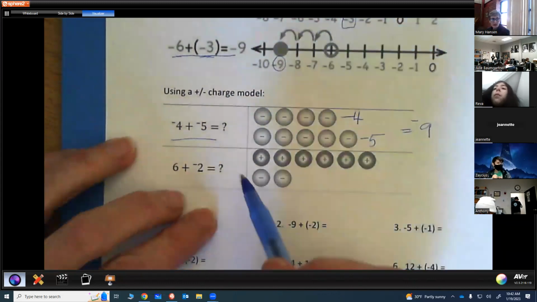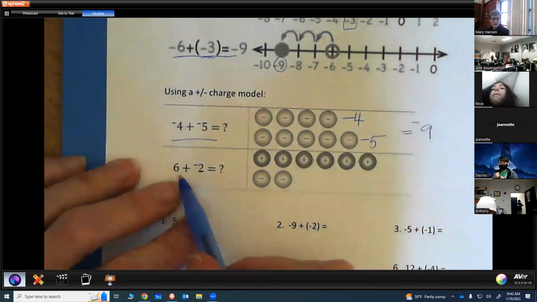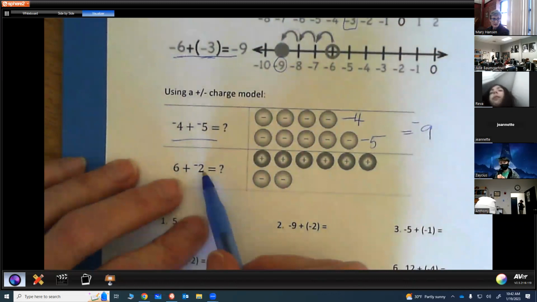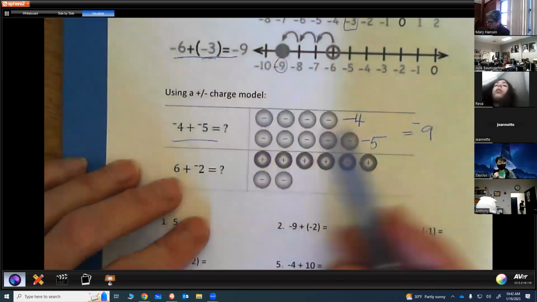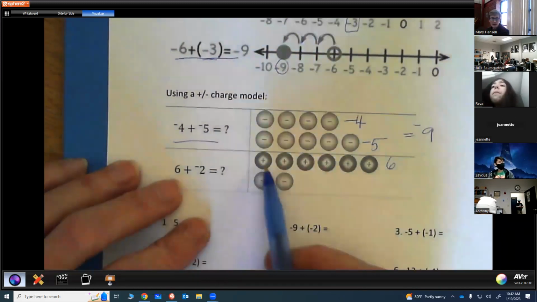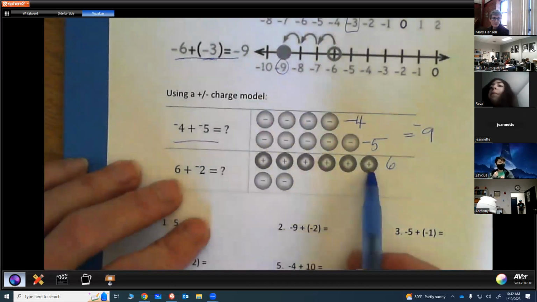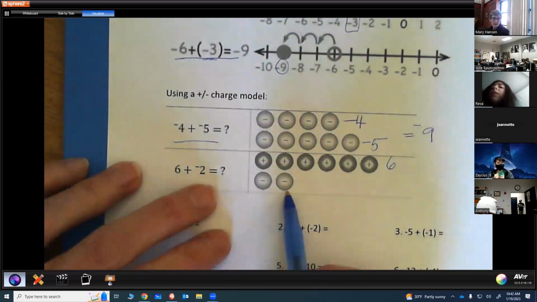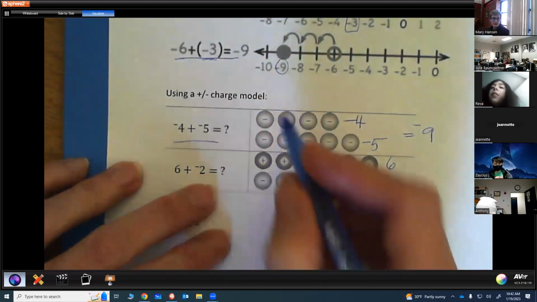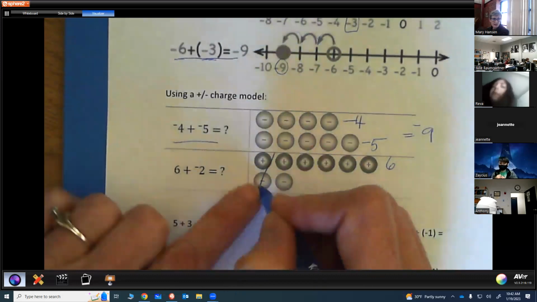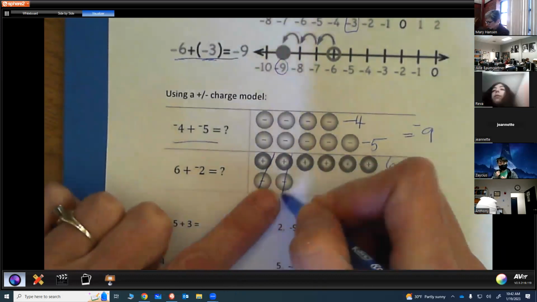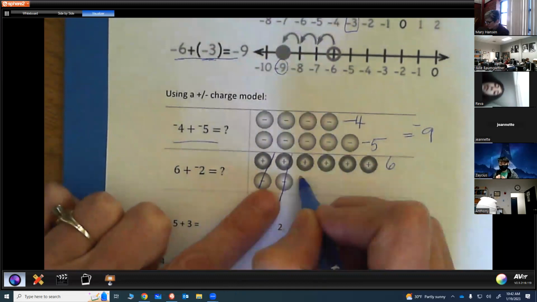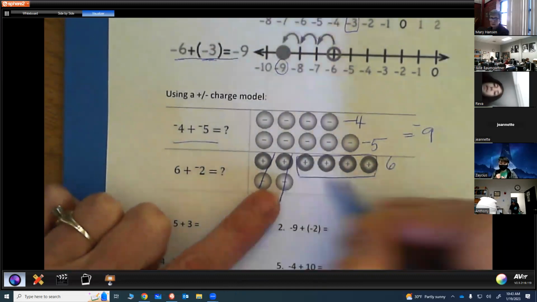And so to visualize a positive plus a negative number, I start out with 6 positives. So I have 6 discs with positives in them. And then I'm going to add 2 negatives to this picture. And then to find the answer, a positive and a negative cancel out, a positive and a negative cancel out, and I'm left with 4 positives.